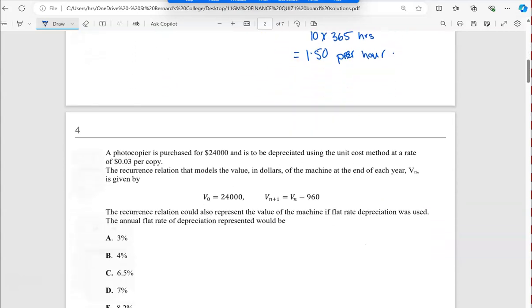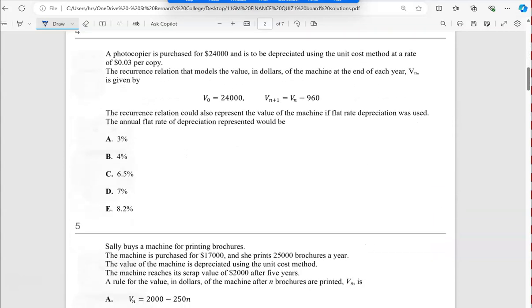All right, so let's look at the next one. A photocopier is purchased for $240,000. So that's your V0, and is depreciated using unit cost again at a rate of 0.3 cents per copy. So that's every use. Now here again, it's doing a year. So this recurrence relation shows that in 1 year, it drops $960. That's how I can see.